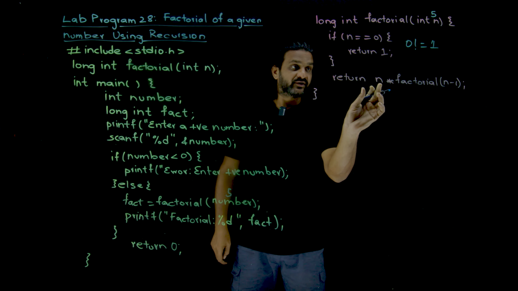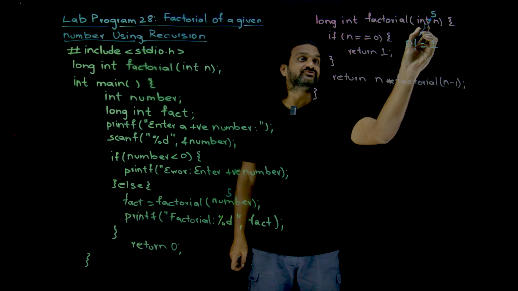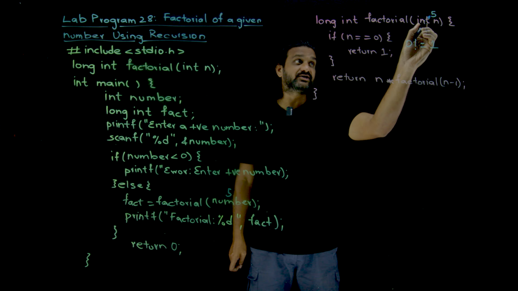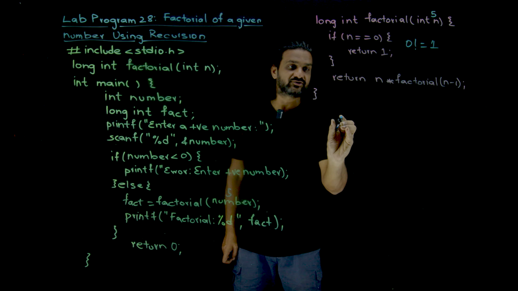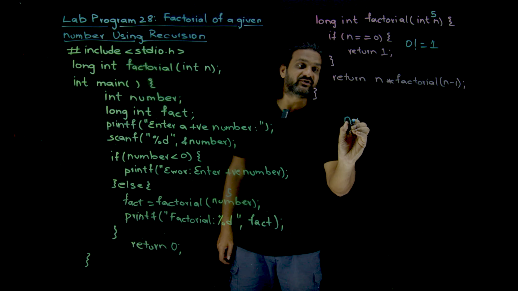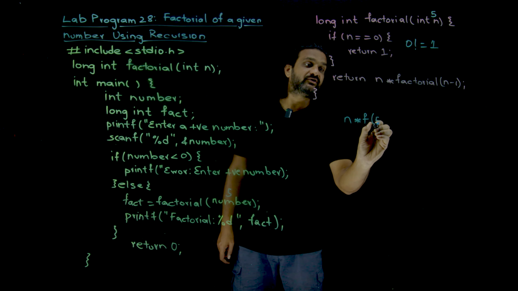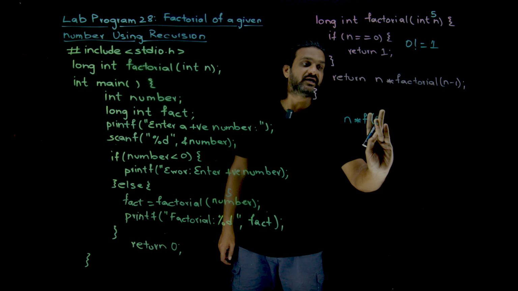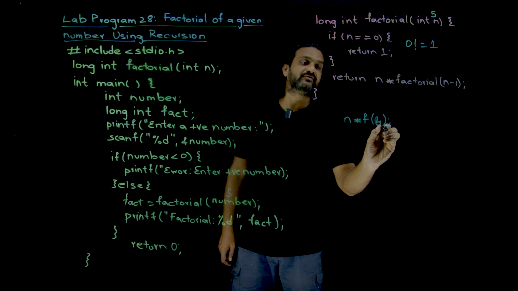So let's see what happens now. We have passed n equal to 5. Is it equal to 0? No, it is not equal to 0. So this part, the recursive step, will get executed. I am taking it as f, f meaning factorial. F of n minus 1, so we will take it as 4.